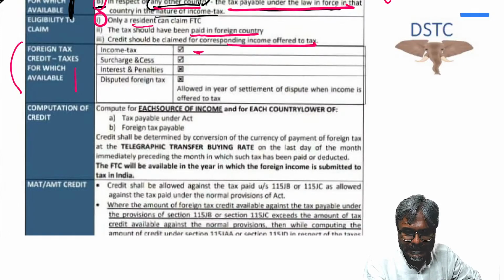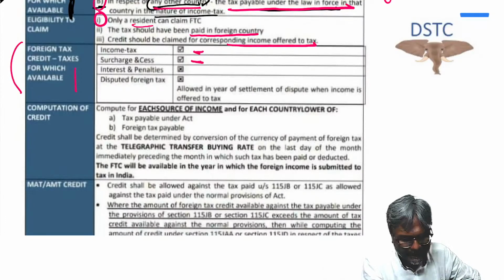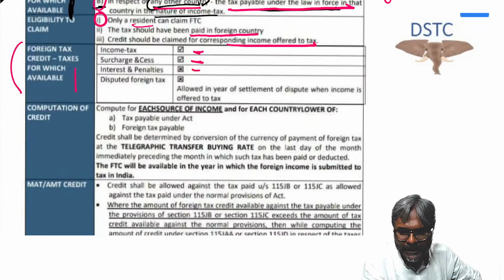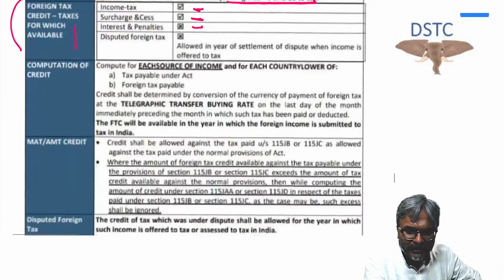Now foreign tax credit, taxes for which it is available in the foreign country, it should be the income tax. Surcharge, if in the foreign country surcharge is levied on the income tax, whether that surcharge will also be subject to the credit? Yes. If in the foreign country on the income tax there is interest and penalties, whether that interest and penalties will be subject to the foreign tax credit under this calculation? No. Disputed foreign tax also will not be a part of the credit.